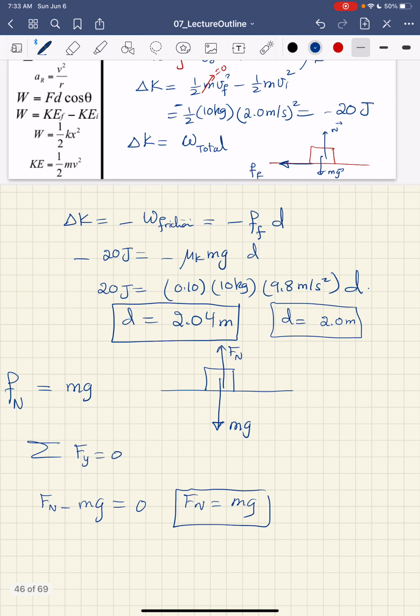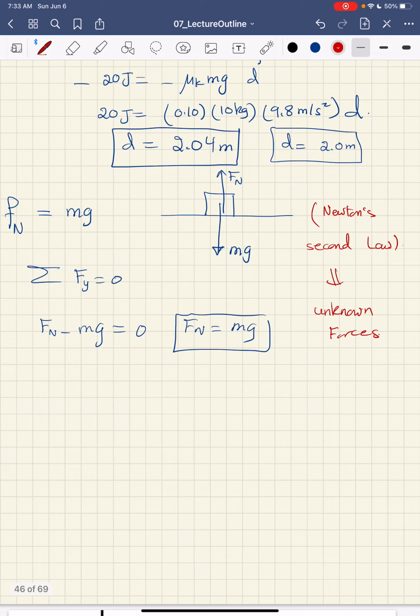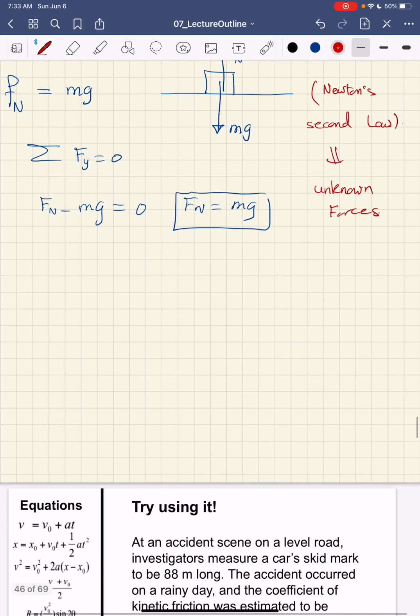Of course, here I showed you that I calculated the force of friction based on Newton's second law. Remember, we said that you might need to apply Newton's second law so that you will find the unknown forces, because in this question we assume that we don't know the friction; we were asked to calculate the displacement, so we don't know the force.